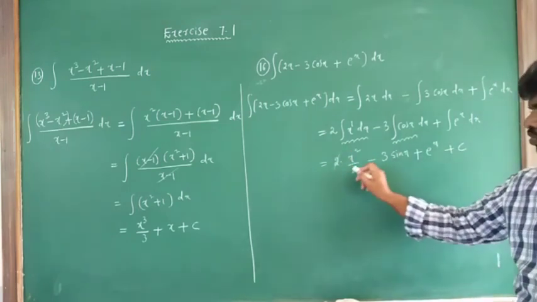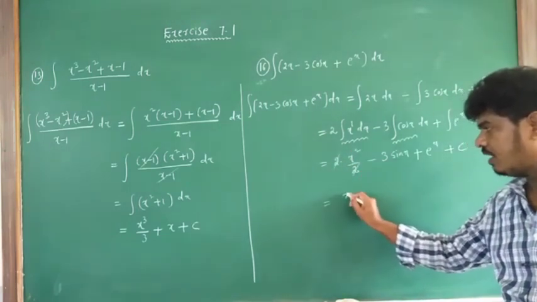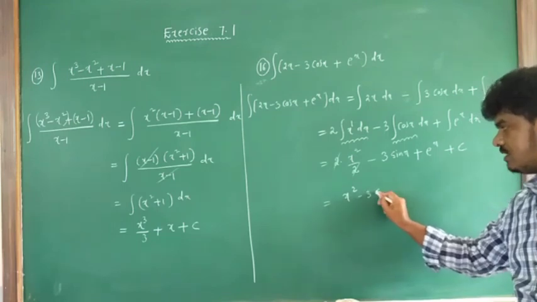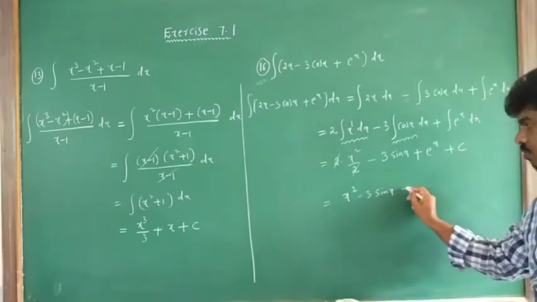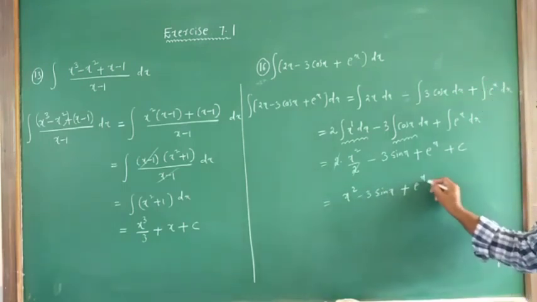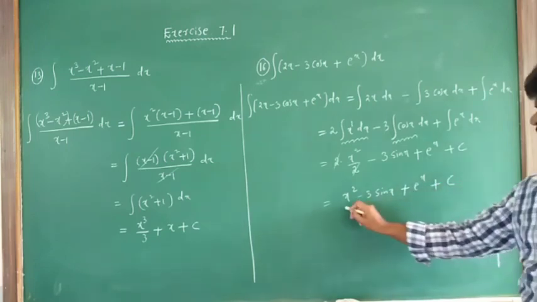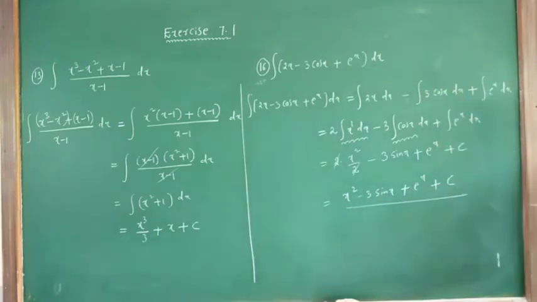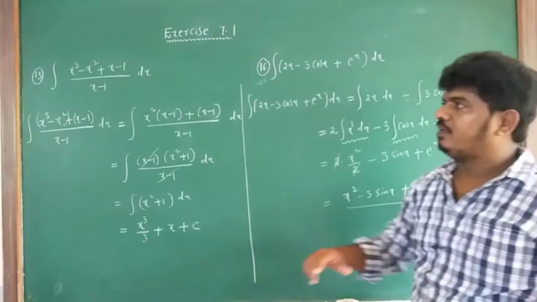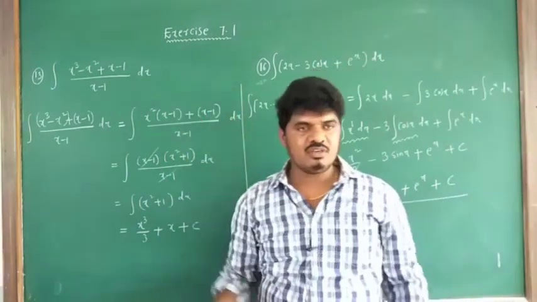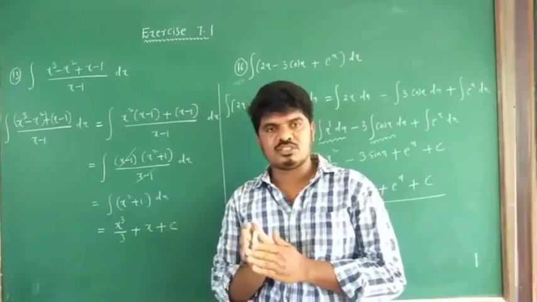By cancelling this 2, you will get x square minus 3 sin x plus e to the power of x plus c. It is the answer for that 16th question. Here I did not do 14 and 15. Those are homework problems. Just try to do those.